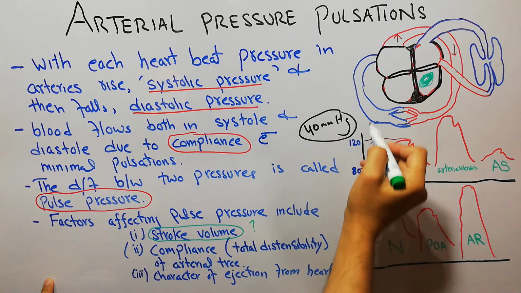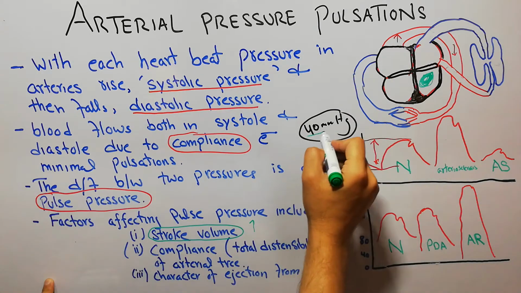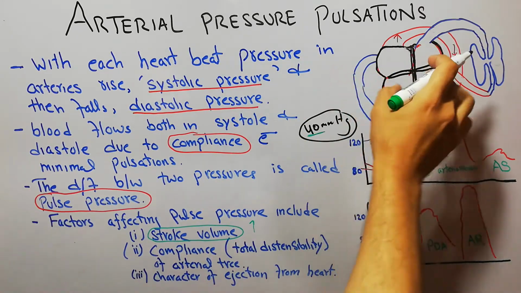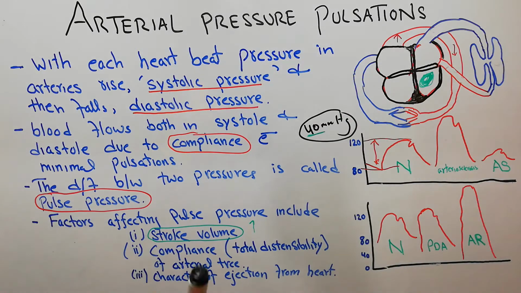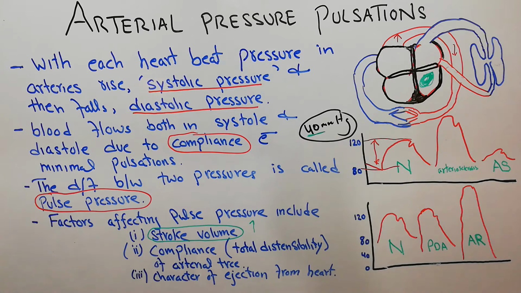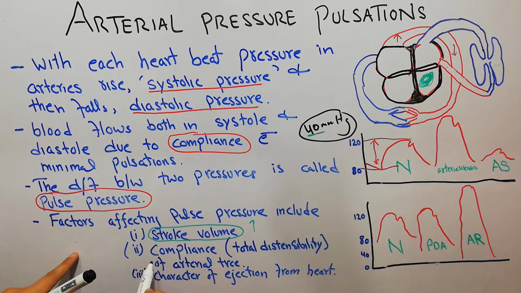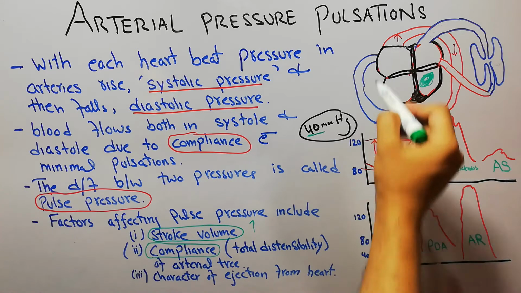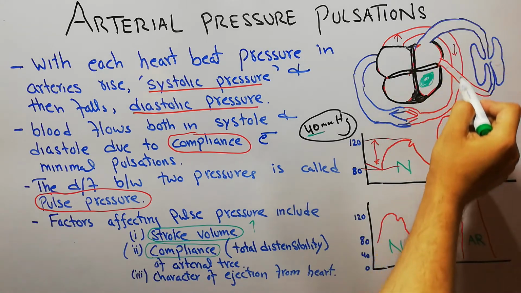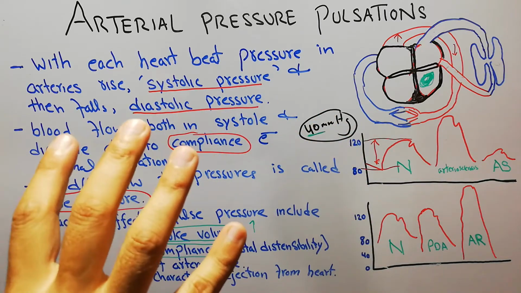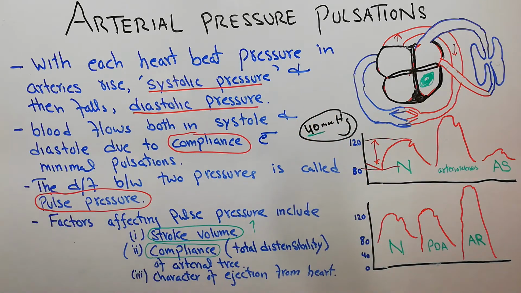Now if the stroke volume increases, the pulse pressure will increase more than 40. And if the stroke volume decreases, if the amount of blood pumped in one contraction decreases, then this pulse pressure will decrease. Another important factor for the pulse pressure is compliance, which we discussed, or the total distensibility of the whole arterial tree. That's another important factor which will affect the pulse pressure.